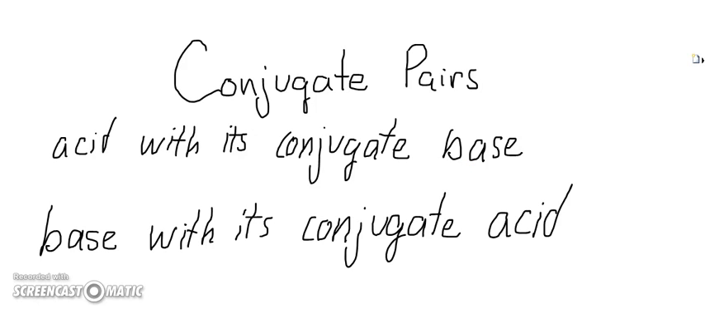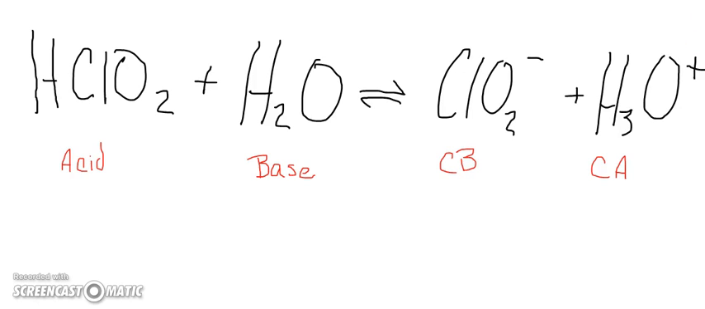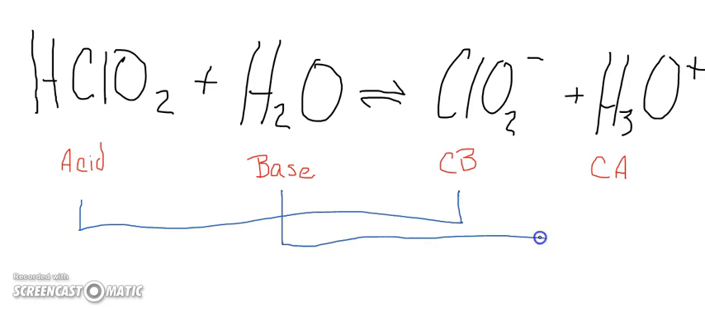Conjugate pairs: it's an acid with its conjugate base, or a base with its conjugate acid. When we look at our example reaction again, we have HClO2, the acid, with its conjugate pair ClO2-, because it's the conjugate base. And then we have H2O, the base, with its conjugate pair H3O+, because it's the conjugate acid.